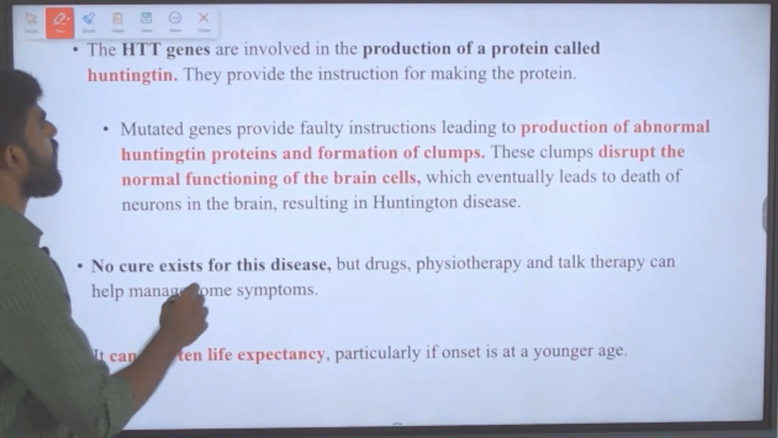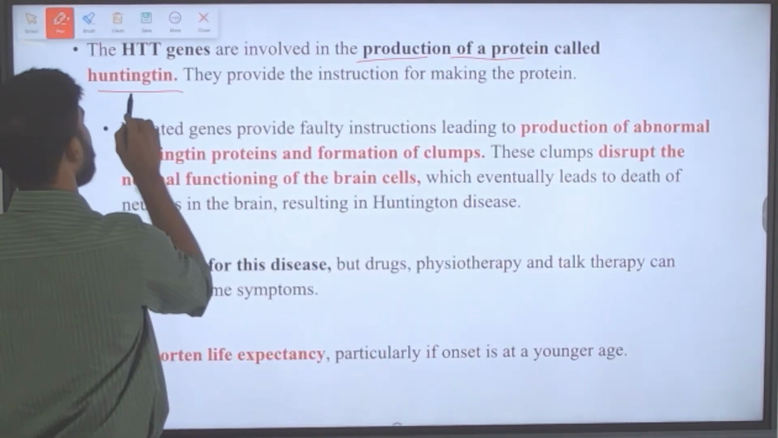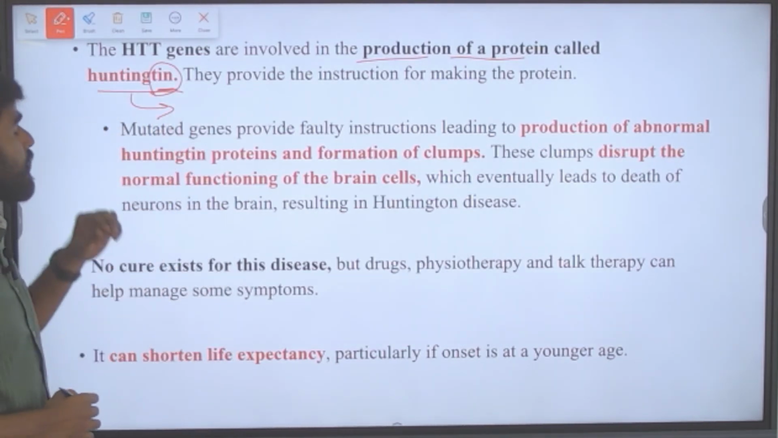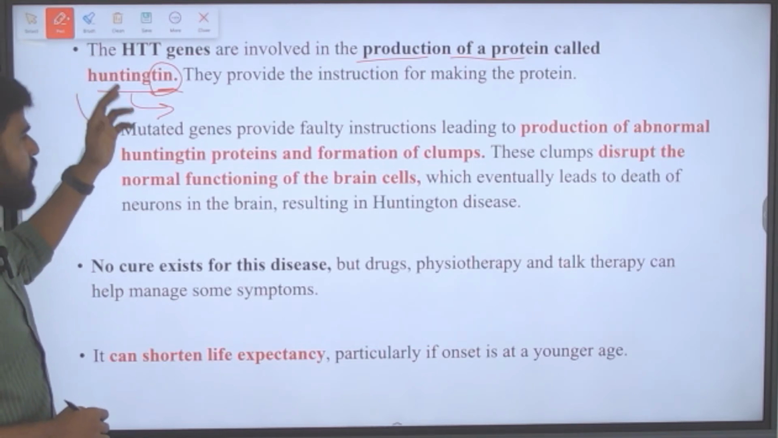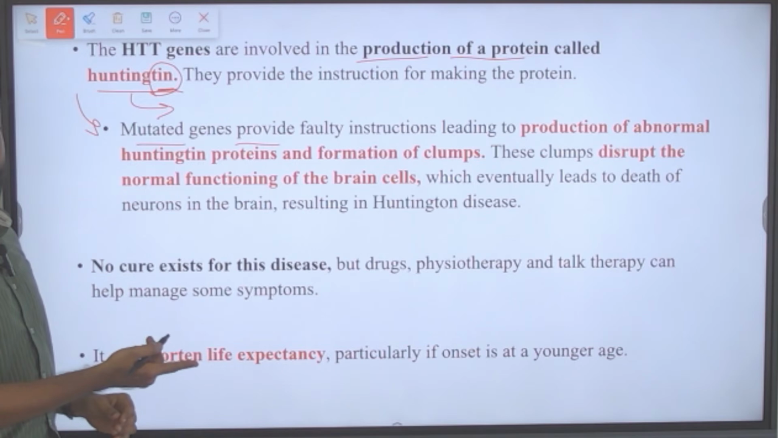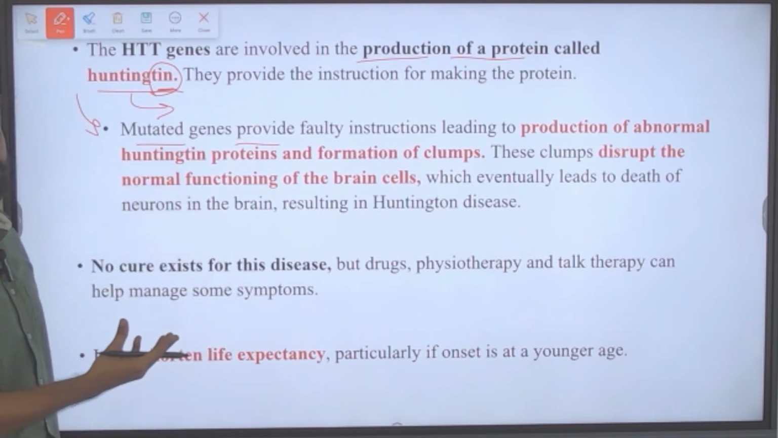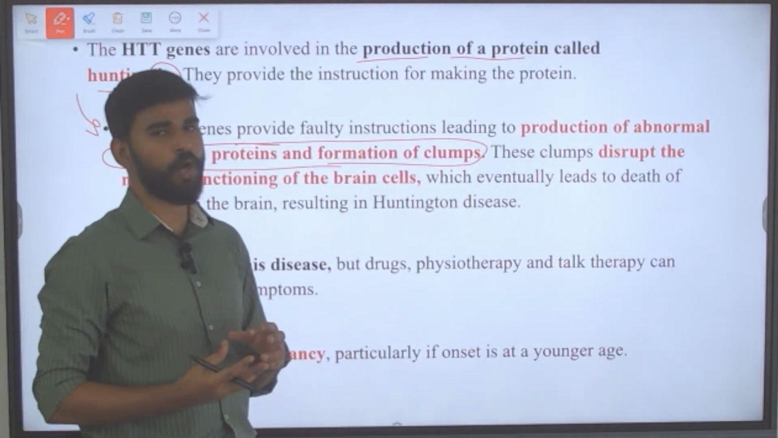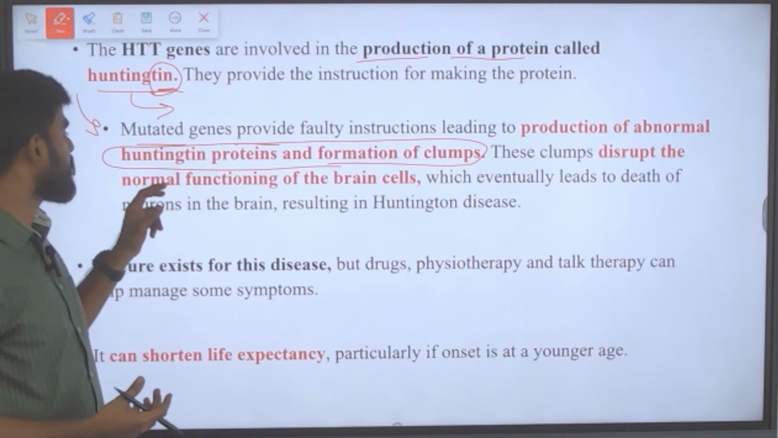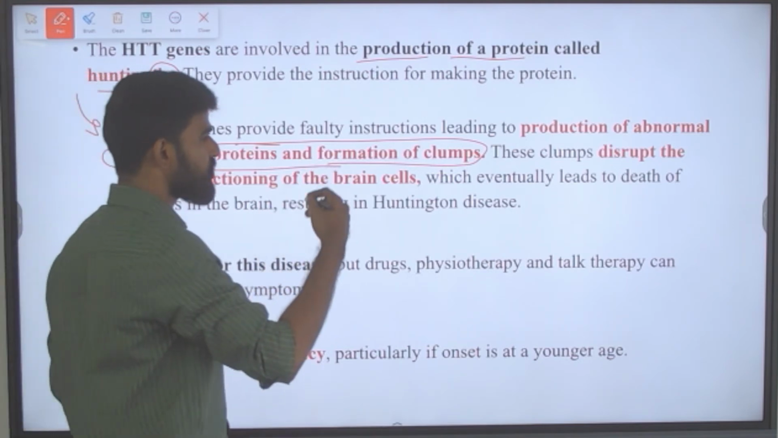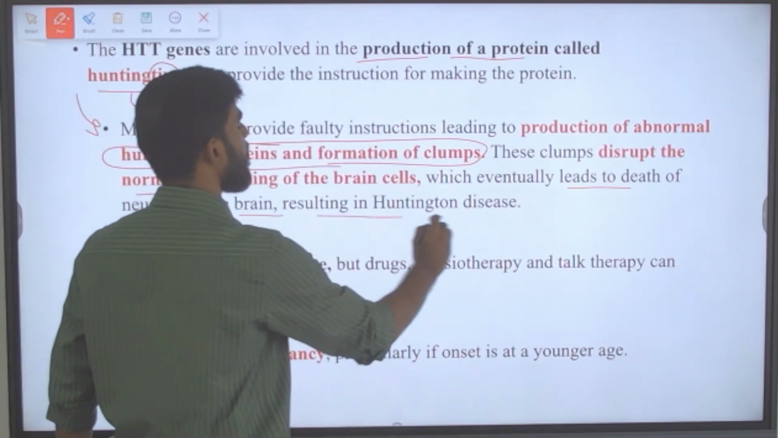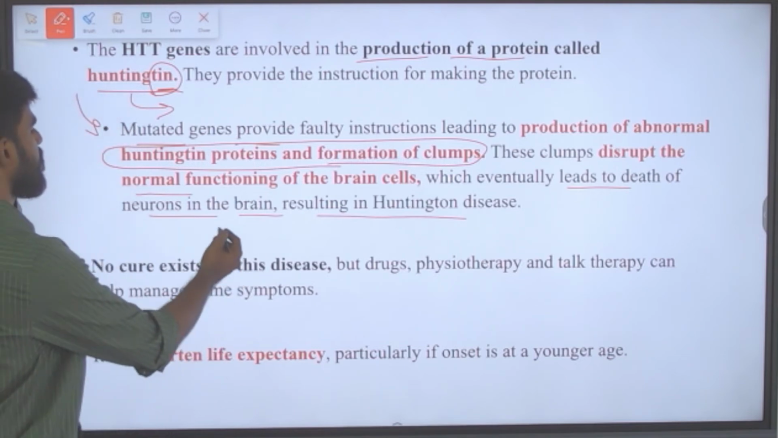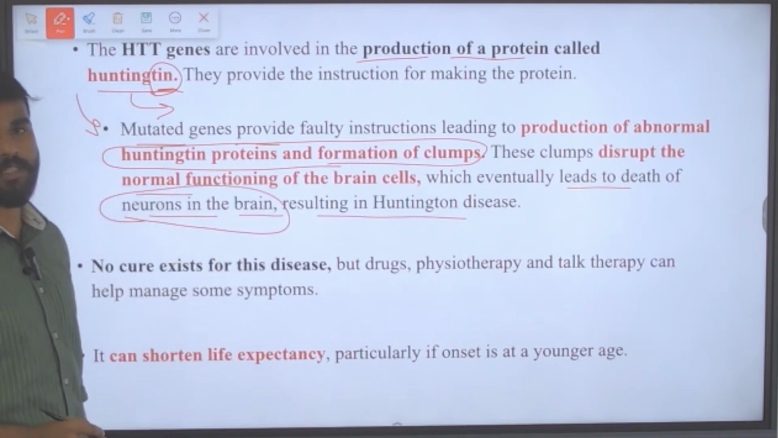This HTT gene is involved in the production of a protein called huntingtin. Huntingtin is the protein here, and the gene provides instructions for making the protein, whereas if the genes are mutated, then it provides faulty instructions, thus leading to production of abnormal huntingtin protein and formation of clumps. These clumps disrupt the normal functioning of the brain cells, which eventually leads to death of the neurons in the brain, resulting in Huntington's disease. This is important. So it leads to death of neurons in the brain.